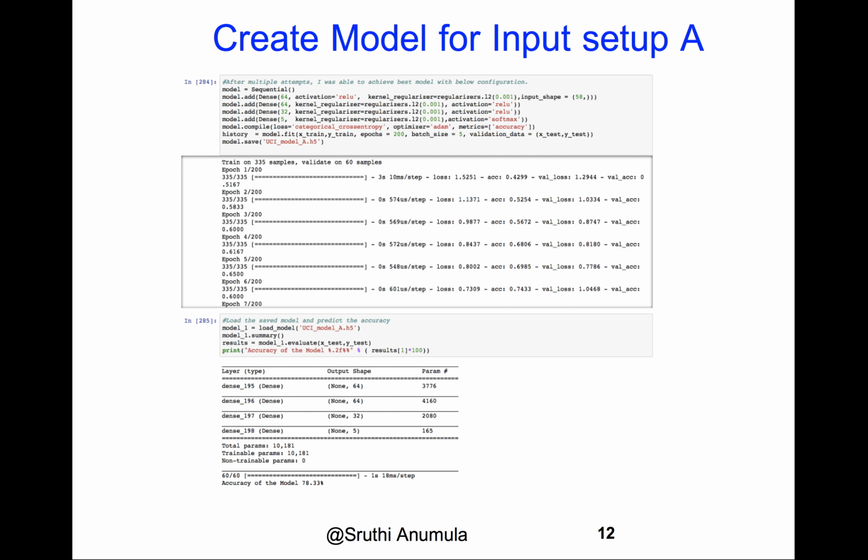Now I went ahead and loaded the saved model and calculated the accuracy of the model. I achieved an accuracy of 78.33% for model A, which is in line with the results from the paper. They got 78% when they used decision tree classifier.